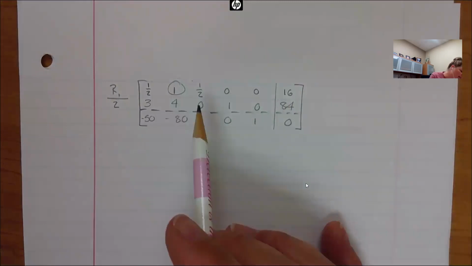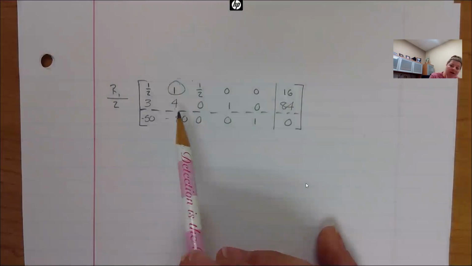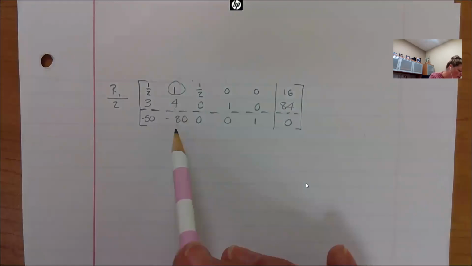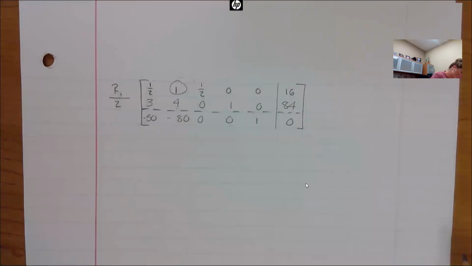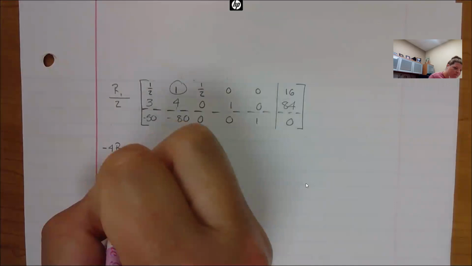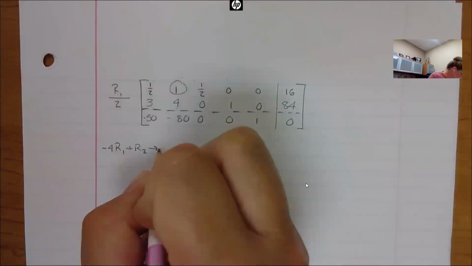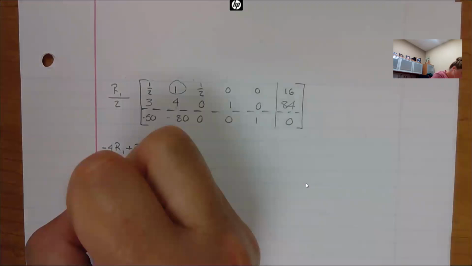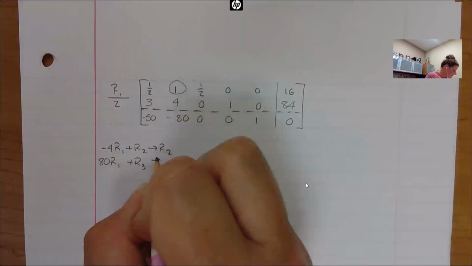And the way that we're going to do that is we're going to times that top row by -4 and add those rows together and replace it on row 2. And then we're going to times that top row by 80 to add row 1 and row 3 together to replace on row 3. So let me write out what we're doing. We're going to take -4 times row 1, add it to row 2, and replace it on row 2. At the same time, we're going to do positive 80 times row 1 plus row 3 and replace that on row 3. Okay, let's do that.